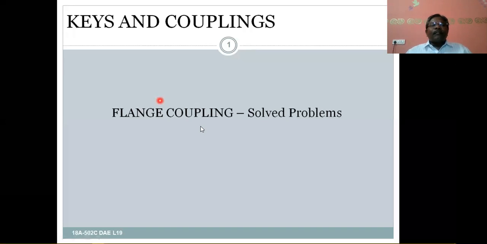In this lesson, keys and couplings. In the previous lesson, we have discussed the design of flange coupling and one problem also we have solved in that lesson. Now, once again, let us have some more solved problems on unprotected type of flange coupling, as well as a small theory related to marine flange coupling. So, flange coupling, solved problems.